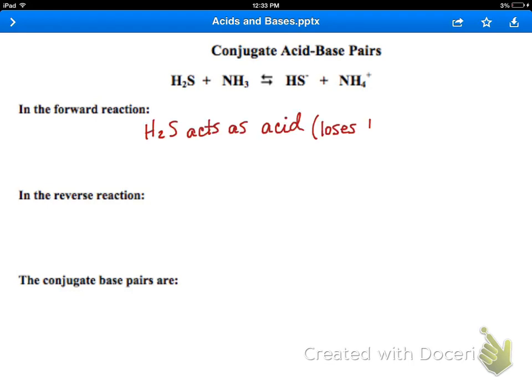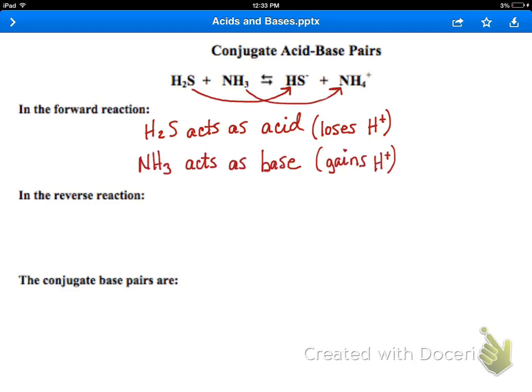So if we look at the forward reaction, we see that H2S loses a proton and becomes HS minus. So therefore, it acts as an acid and it loses a proton. Where NH3 gains a proton and becomes NH4 plus. So it acts as a base because it gains a proton.